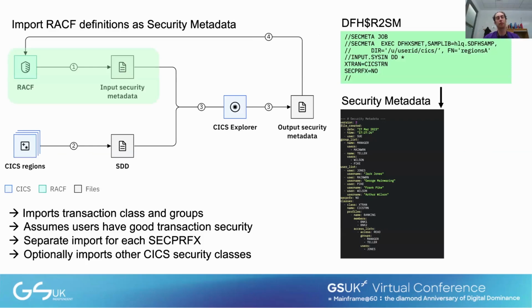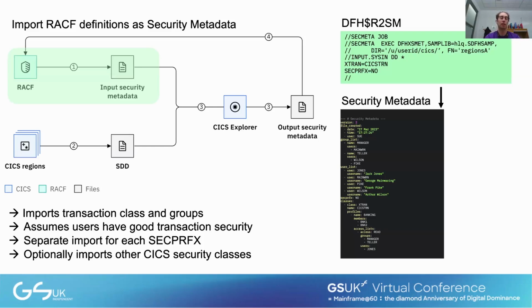So we'll go and look through each stage. So the importing RACF definitions. So this is imported as a YAML file. There's a brief example there on the right-hand side. We provide a DFH$R to USM job. So that's RACF to security metadata. And that will go and grab everything out of RACF that's related to the listed CICS classes.